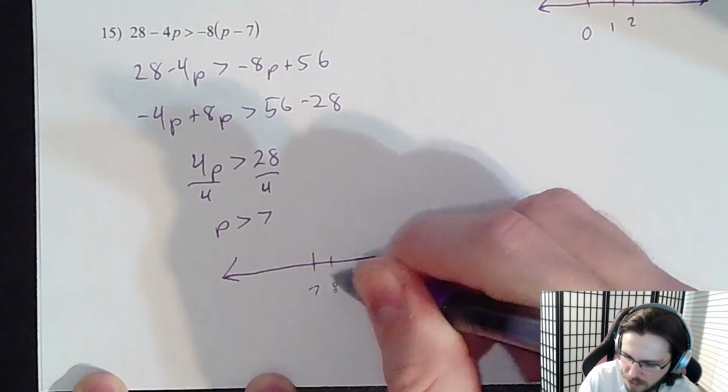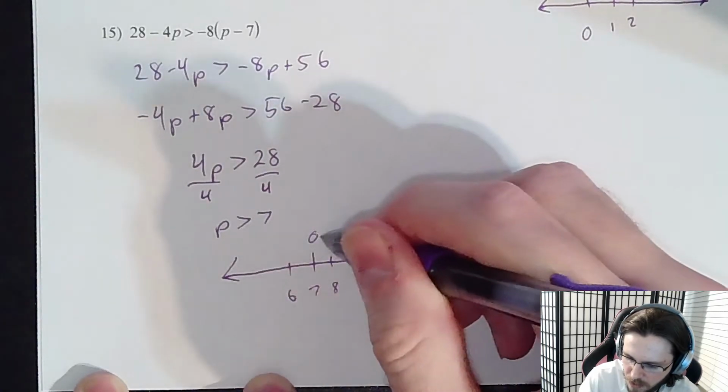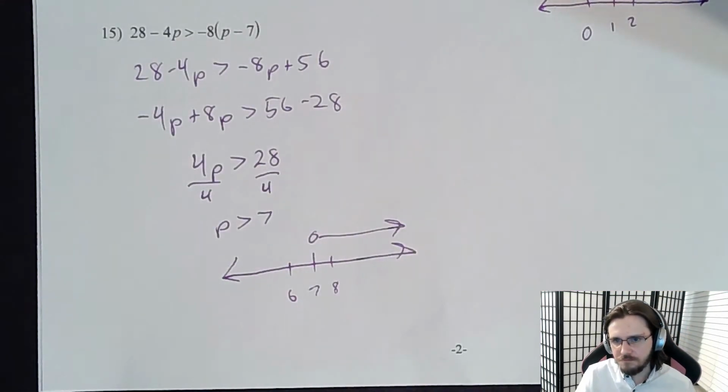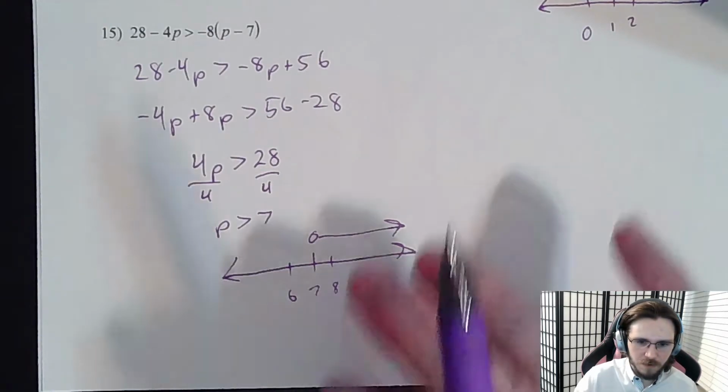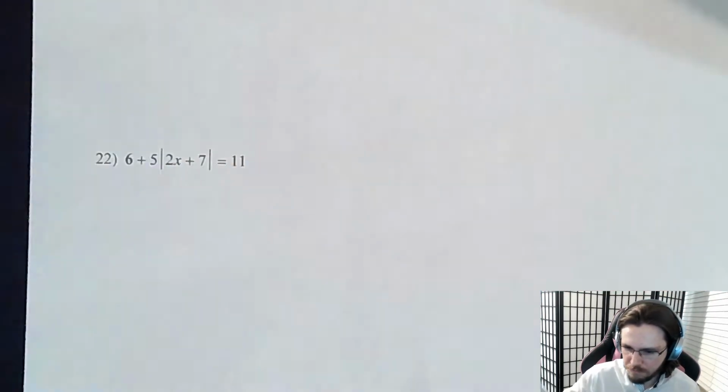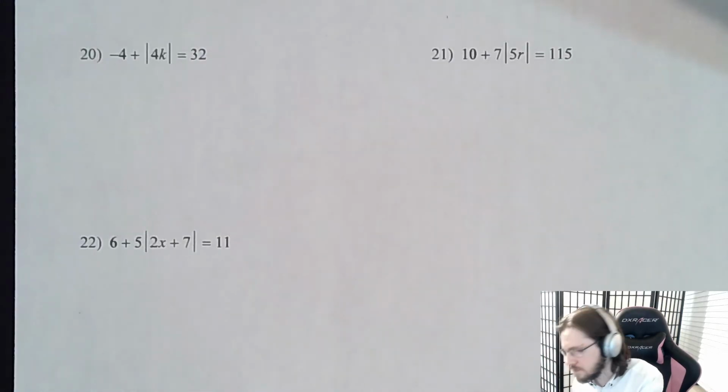7 goes down. Open circle pointing off to the right. All right, we're done with those 15 problems. Let's keep it up. Last page of stuff.